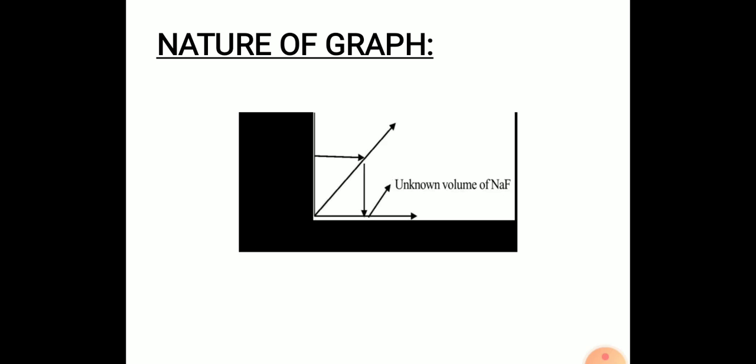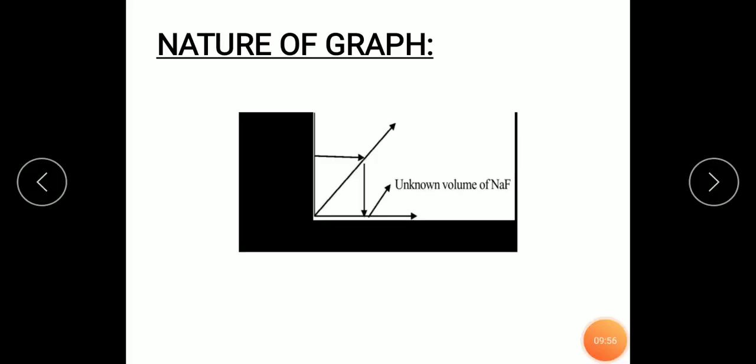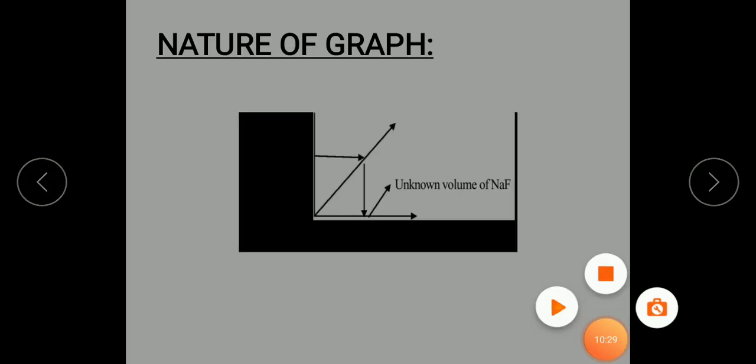Now the nature of the graph: along this axis we have absorbance, and here we have taken concentration. Whatever we get by extending this line is the unknown concentration of NaF. This is how we determine the amount of fluoride ions, that is, the concentration we get from this graph. So this is about the determination of fluoride ions by colorimetric estimation. Thank you.